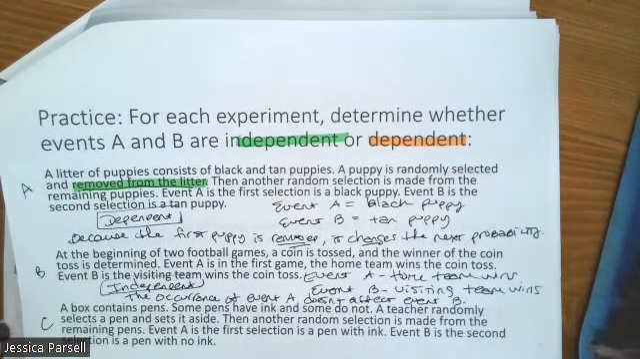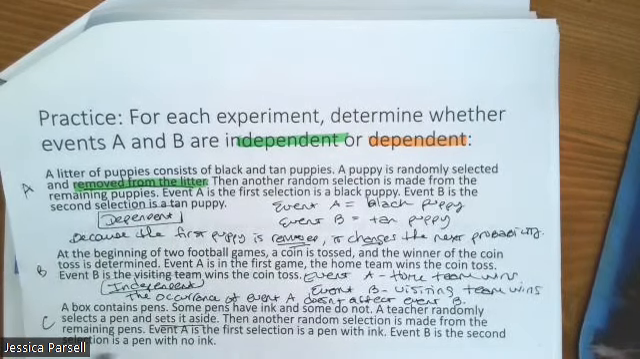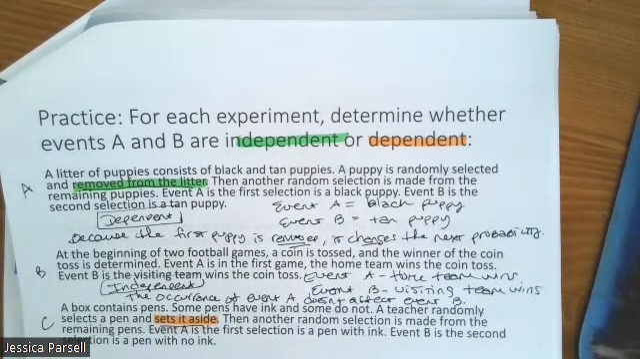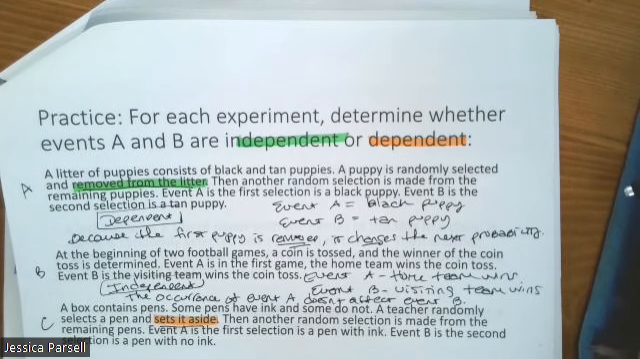Okay, our last scenario. A box contains pens. Some pens have ink, some do not. A teacher randomly selects a pen and sets it aside. Okay, so there's a removal. Then another random selection is made from the remaining pens. Event A is the first selection is a pen with ink. Event B is the second selection is a pen with no ink. Think about if these are dependent or independent events.